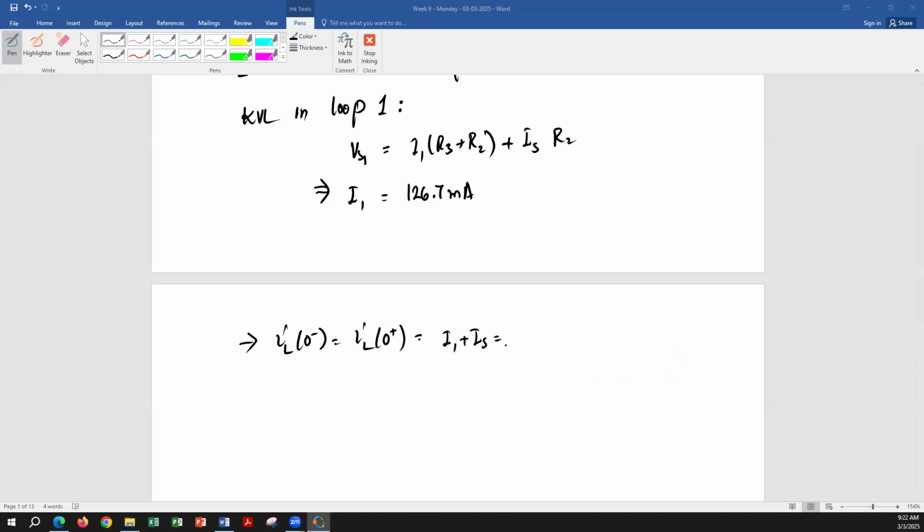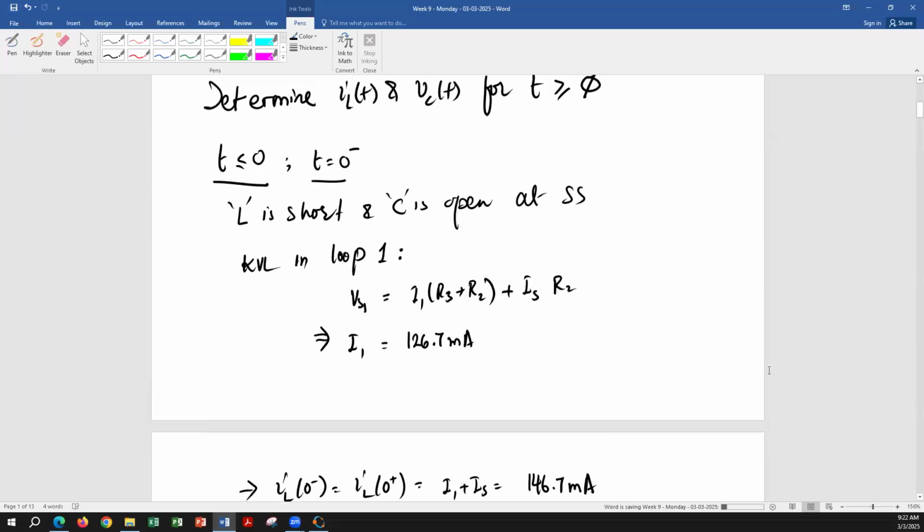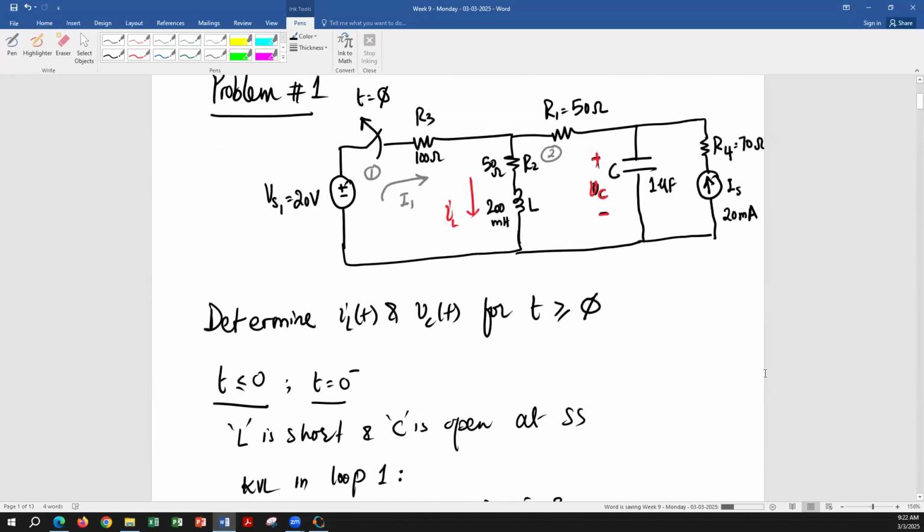146.7 milliamps. All right. So this is my initial value of the inductor current. Okay. Now look at the circuit and tell me how are we going to find out the initial value of the capacitor voltage.